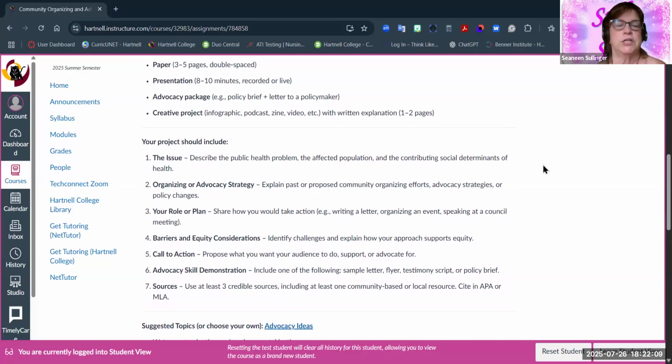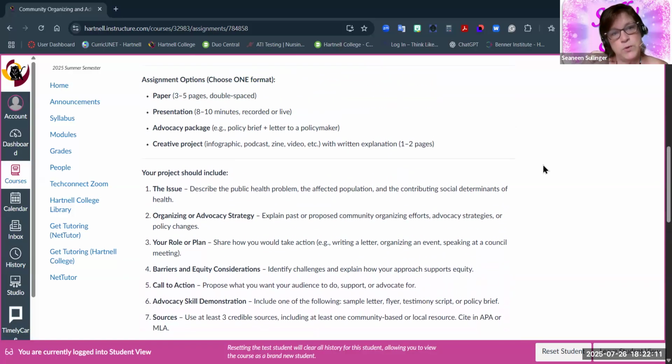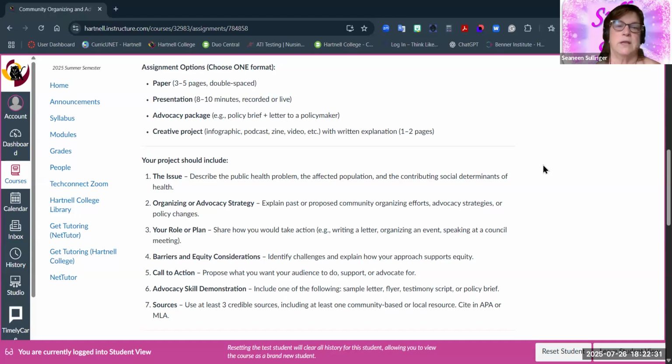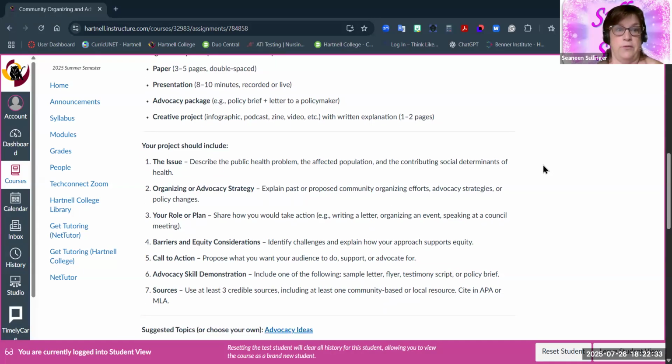Your project should include what the issue is, because the point is we're going to advocate, right? Hopefully there's some issue you felt strongly about, a public health problem. Who is the affected population? What are the contributing social determinants, structural determinants? And how do you want to make a difference? How can you advocate to promote social justice and equity as well as health?